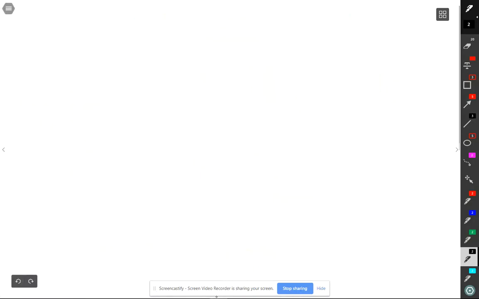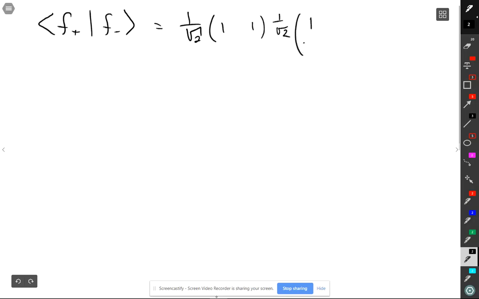So I'm going to check f plus, f minus. That should be 0. So I have two ways of doing it. One is to make it 1 over root 2, 1, 1 times 1 over root 2, 1 minus 1. 1 over root 2 times 1 over root 2 is 1/2. 1 times 1 is 1. 1 times minus 1 is minus 1. And that's 0.